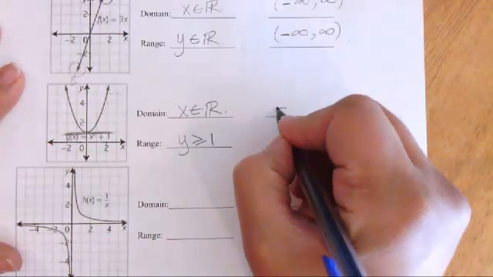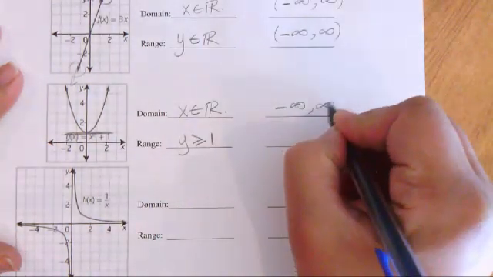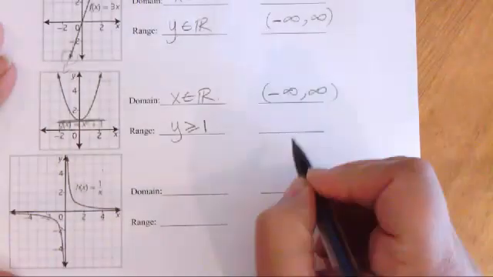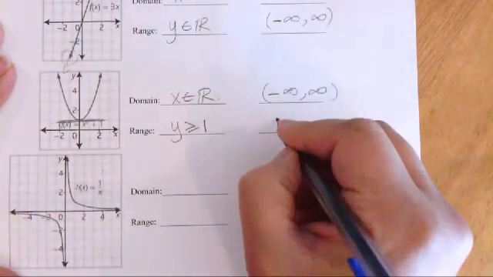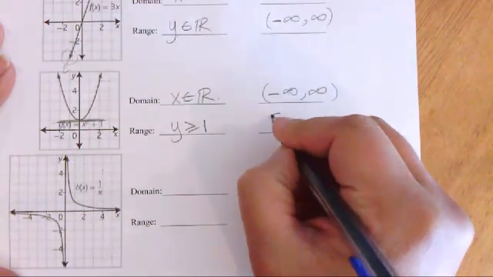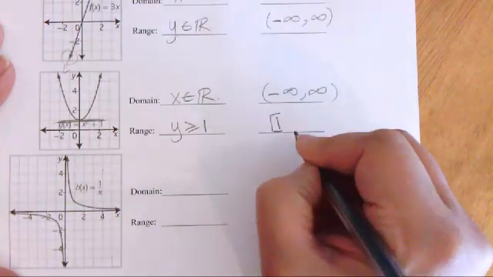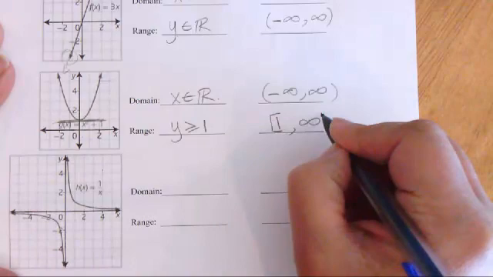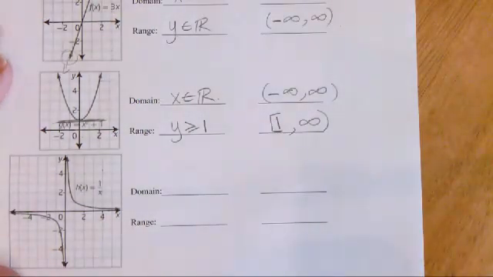And if we look at interval notation, we've got negative infinity to infinity here, and we have 1 as the smallest value. It is included, so I put a square bracket, and it goes up to positive infinity with a round bracket.